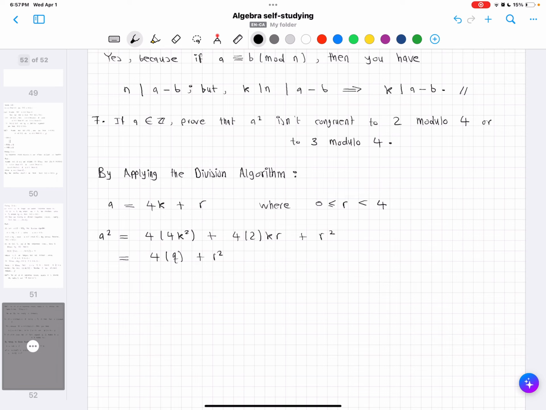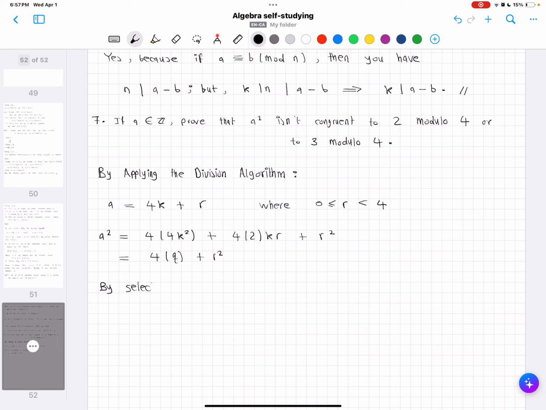So if we get 1, we also don't get anything that we want to achieve. If we get 2, then we will have 4, which is congruent to 0 mod 4. And if we get 3, you get 9, which is congruent to 1 mod 4. And so by selecting all the choices, we don't get 3 modulo 4 or 2 modulo 4.